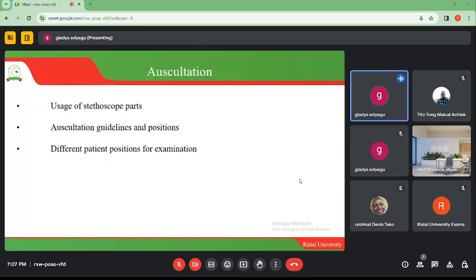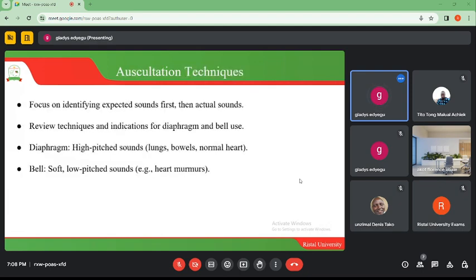Then when you talk about auscultation, we use a stethoscope. When you're using this stethoscope, they say auscultation guidelines have to be followed. So the different part positions for examination also have to dictate. So focus on identifying expected sounds first, then actual sounds. Then review techniques and indications for diaphragm and the bell use. So you should be knowing where should I apply the bell and which side should I apply the diaphragm.